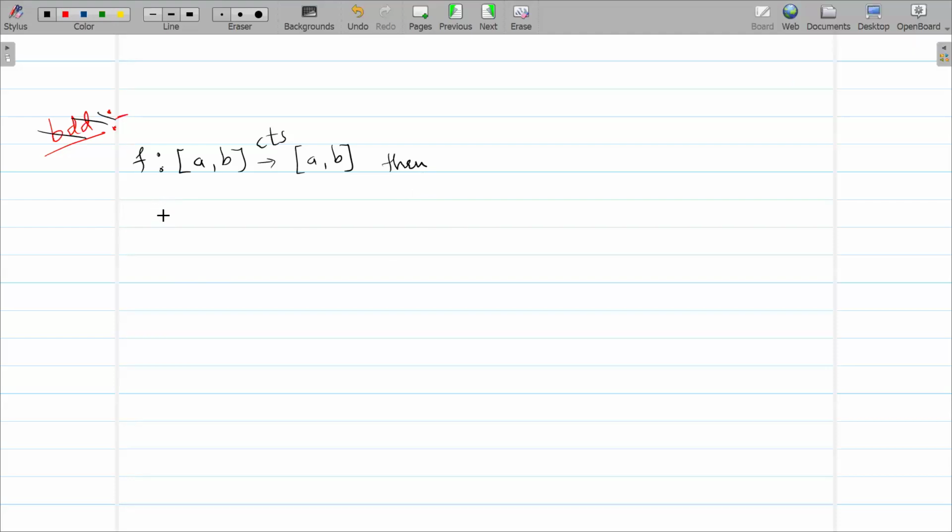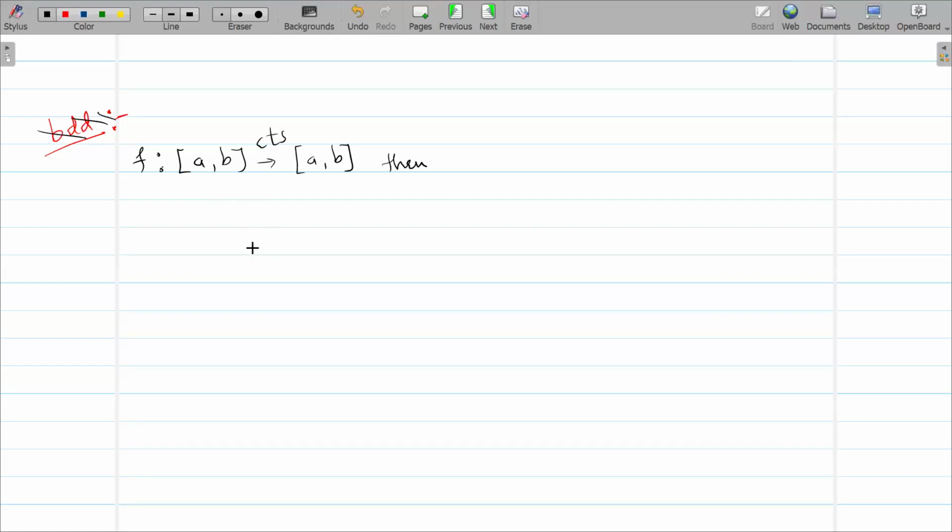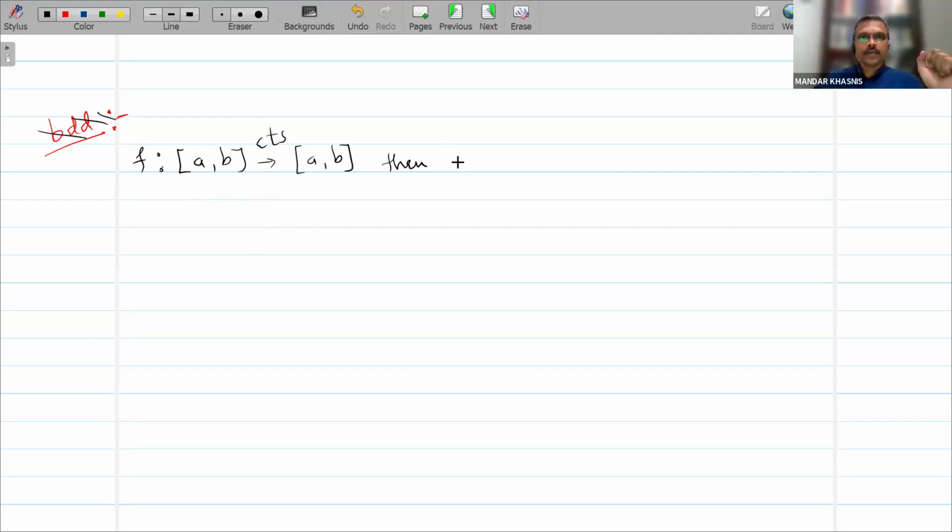The image of this compact interval under a continuous map must be a compact interval. Right, that I agree. Something more than that, because here we have the codomain also something special. What he said is correct, because this is closed and bounded, it's compact, and its image must be compact under a continuous map. Something more than that. There exists a point in the domain such that f of c is c. Correct.